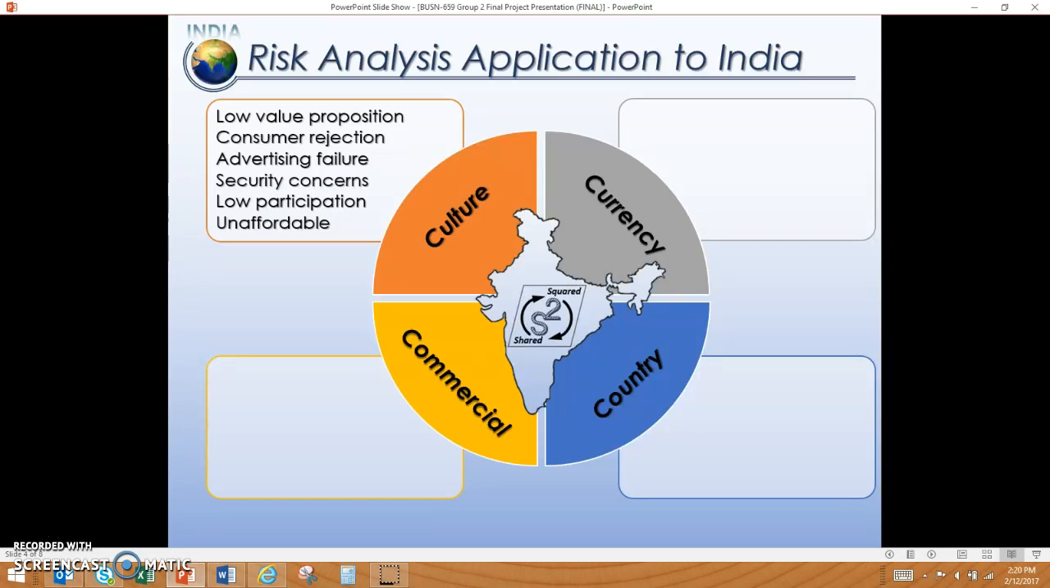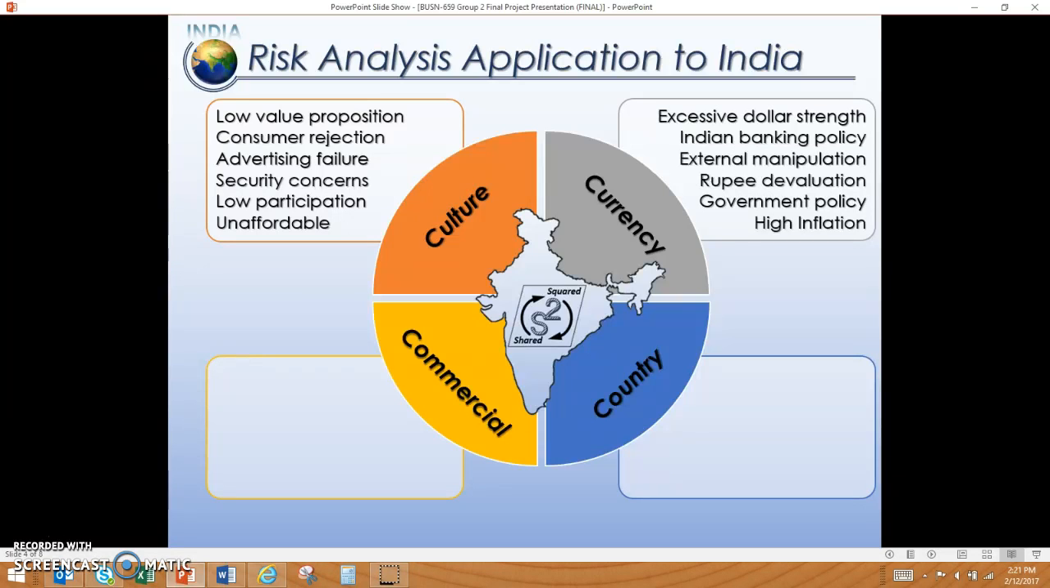Low participation or failure to reach critical mass adoption rate for any of these reasons, such as unfavorable cost of rural areas, is a real concern. Shared Squared will proactively plan for each of these cultural risks and will leverage social media like Facebook to capture and mine consumer feedback.